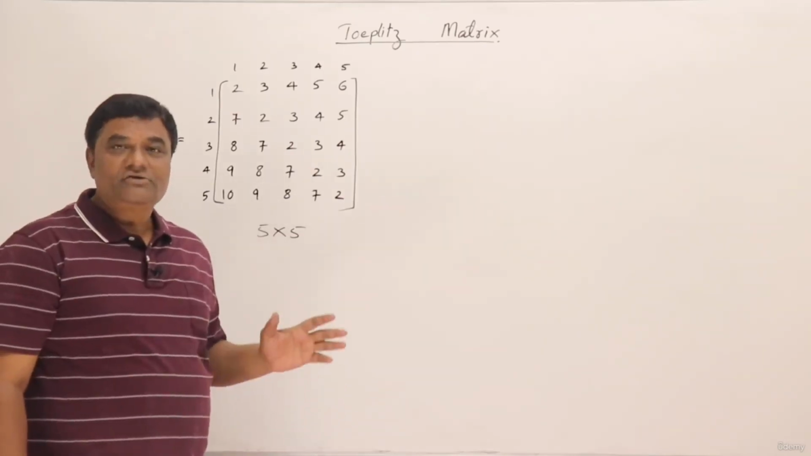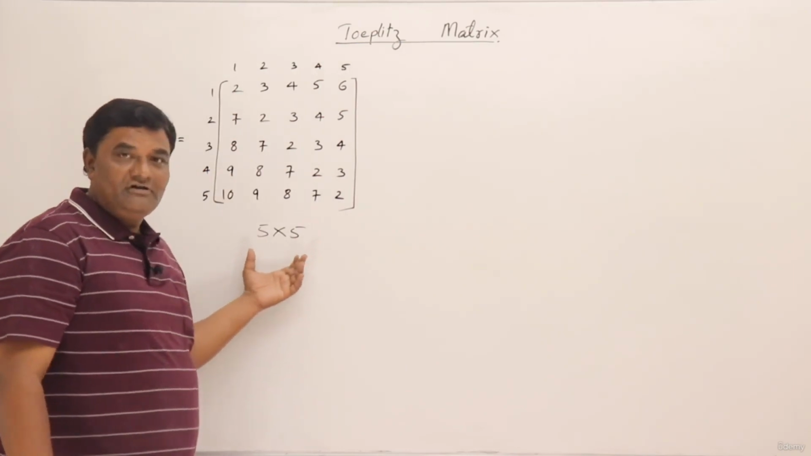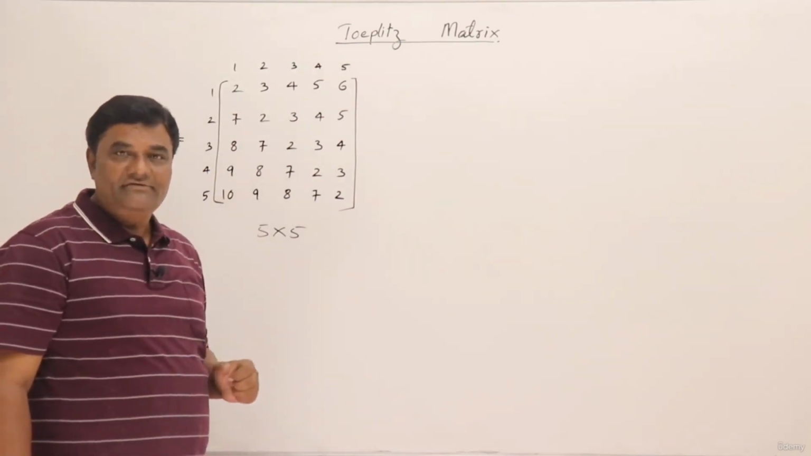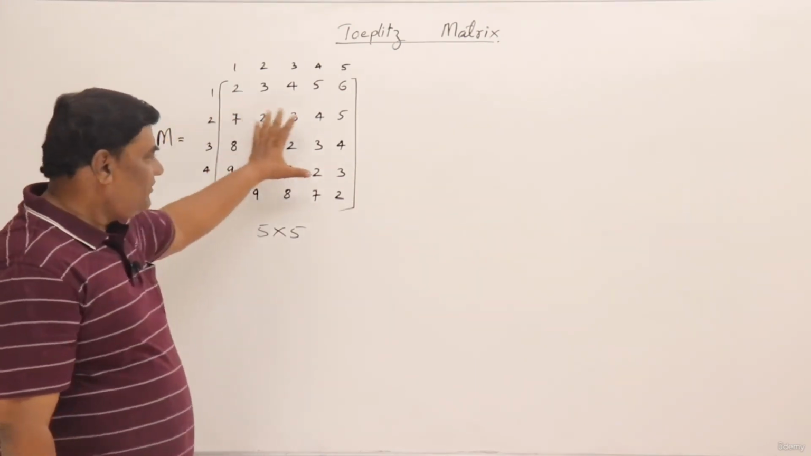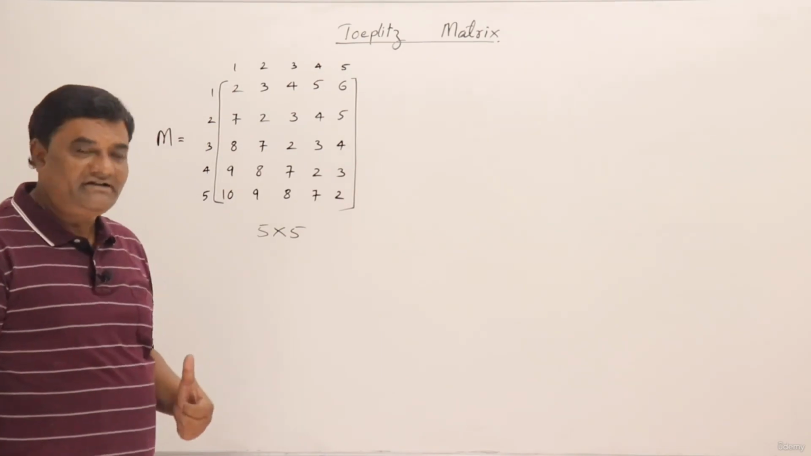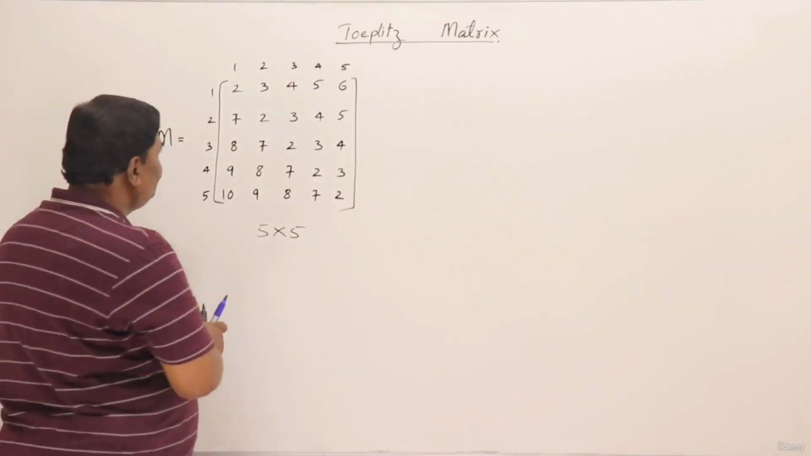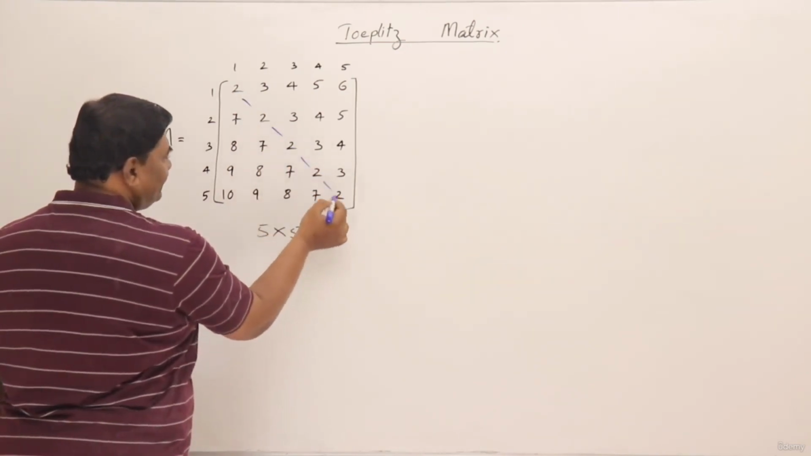Next matrix is Toeplitz matrix. See, this is a Toeplitz matrix of order 5 into 5, 5 cross 5. Let us observe the matrix. This is having all non-zero elements. Then what is the property of this matrix? So if you observe, the elements in a diagonal are same.